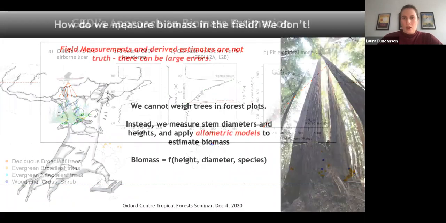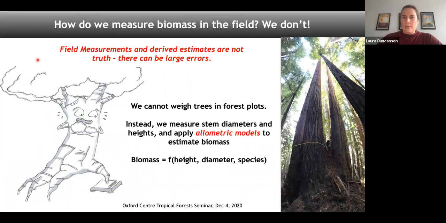Okay. So how do we actually measure the biomass in the field, right? That's our training data, our real training data, our forest field plot estimates of biomass. And the truth is, as many of you probably know, we don't actually measure biomass in the field. We estimate biomass by measuring trees, literally hugging trees, wrapping a diameter tape around a tree, and also measuring its height often.